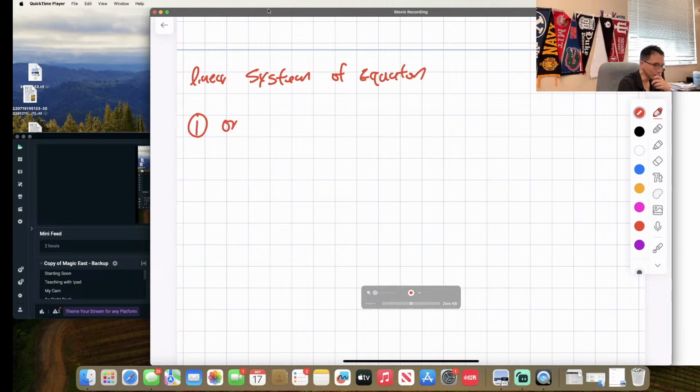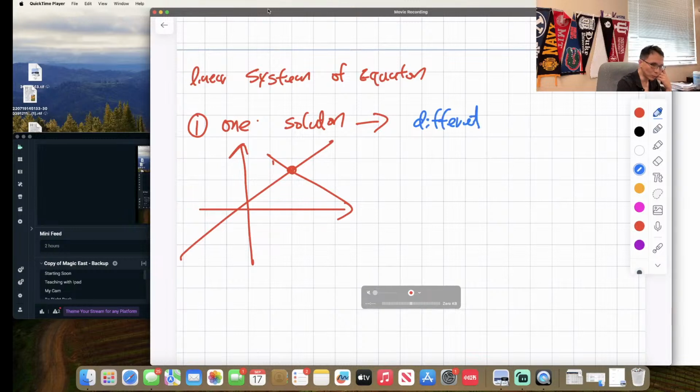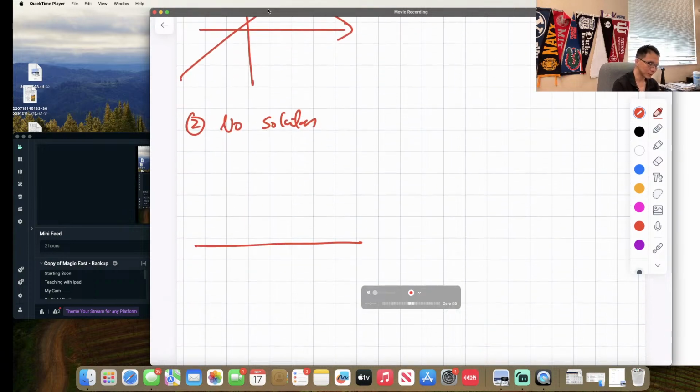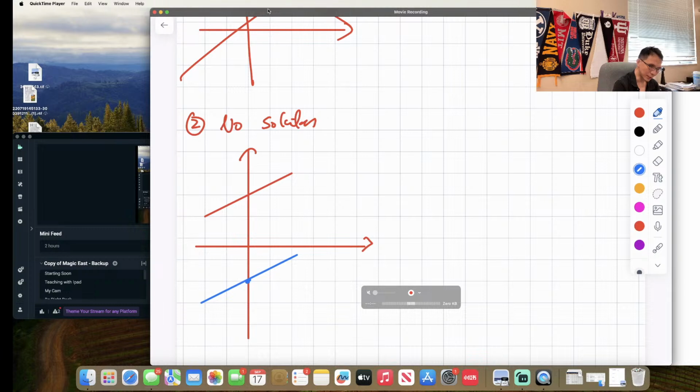one solution. This solution only requires one thing, different slope. Only time is different slope. You have one solution on the SAT exam. If you see one solution, that means different slope. If you have no solution, they won't intersect. So the good thing is called parallel, right? So something like parallel like this. So this is a parallel line. This is a parallel line.